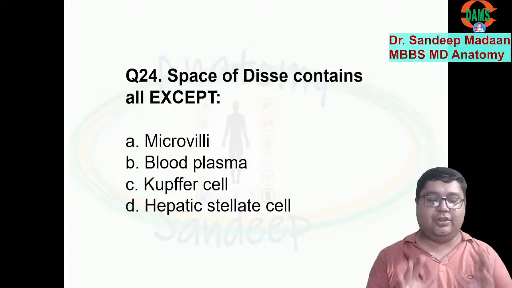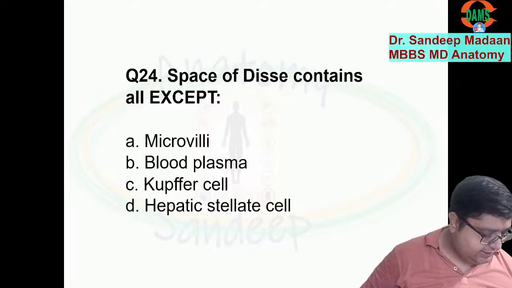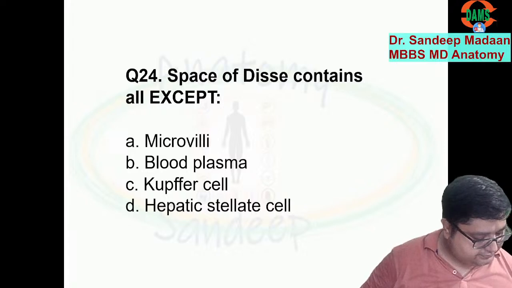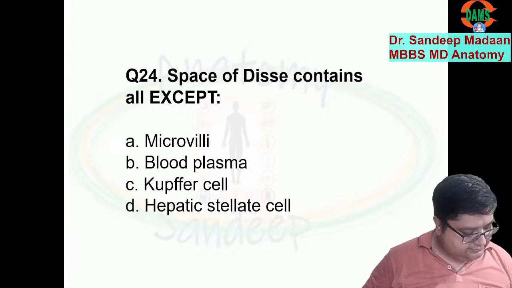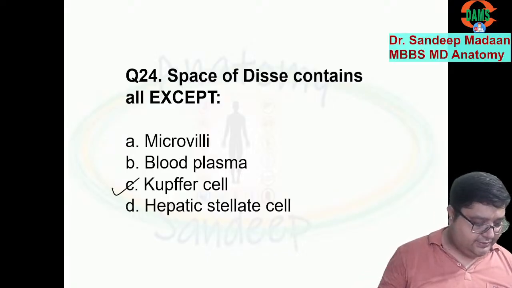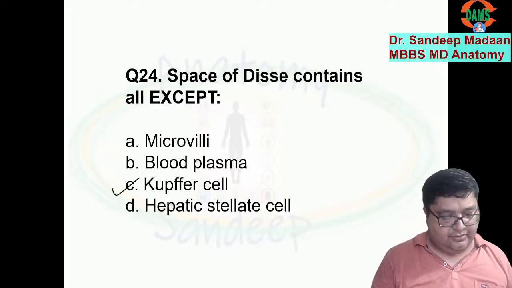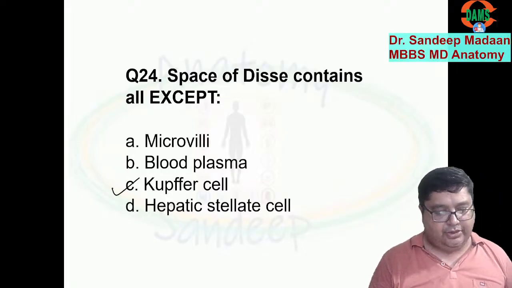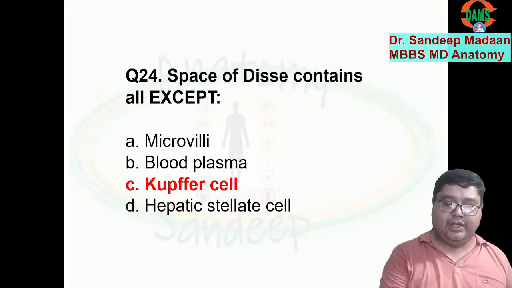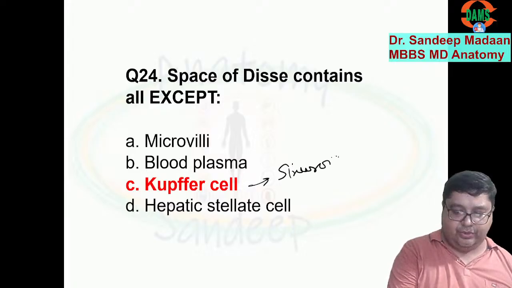Next question. Space of Disse contains all except. Yes, beta, tell me, what do you mark for the space of Disse question? Answer here will be Kupffer cells. Kupffer cells. Why? Because they are present in the sinusoid. They are present in the sinusoids.